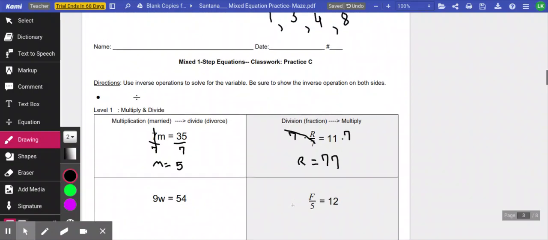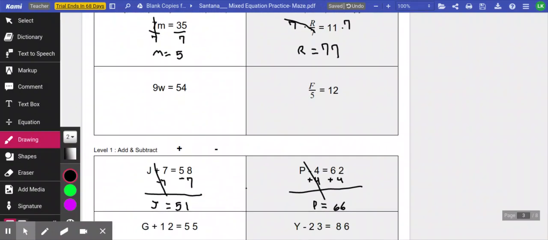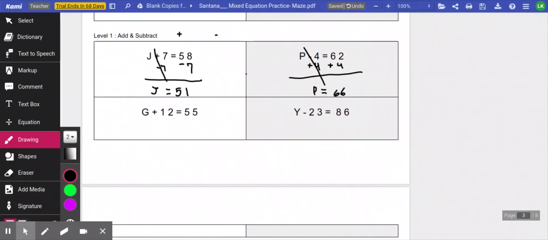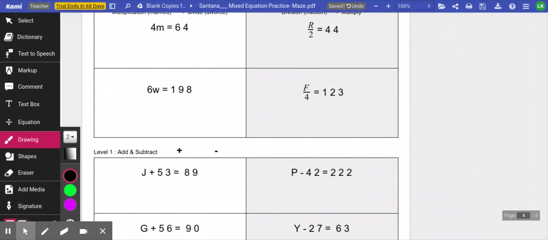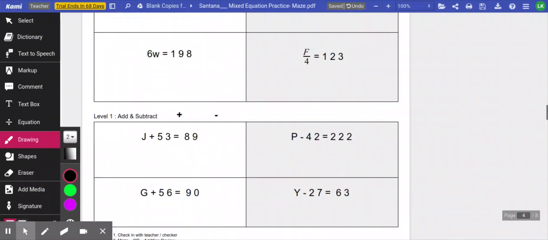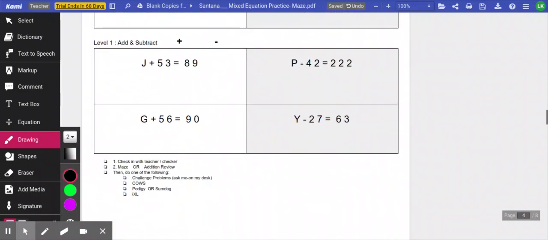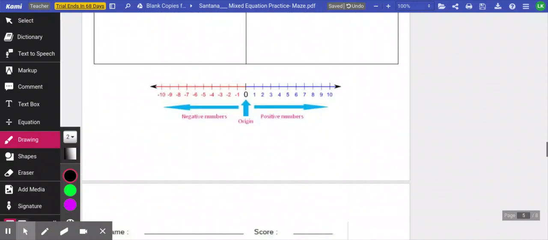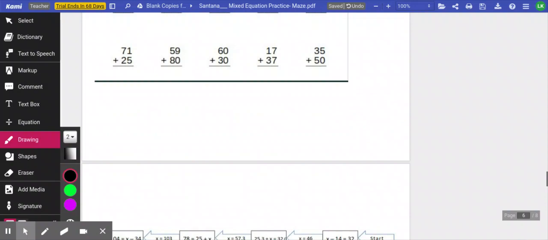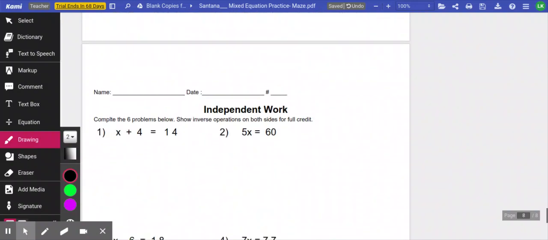Okay, so you're going to finish up these other ones. So you've got 2 there and 2 at the bottom. Then you're good to go on to level 2. It's the same thing, just slightly bigger numbers. After you finish with that, there are optional challenges. Again, optional, you don't have to. You can skip over those other items.